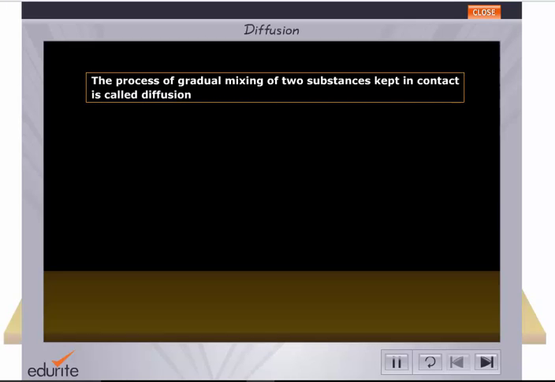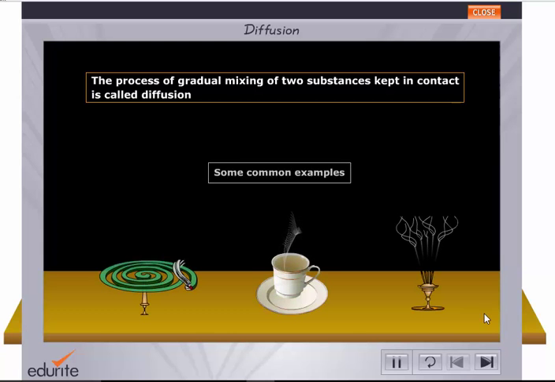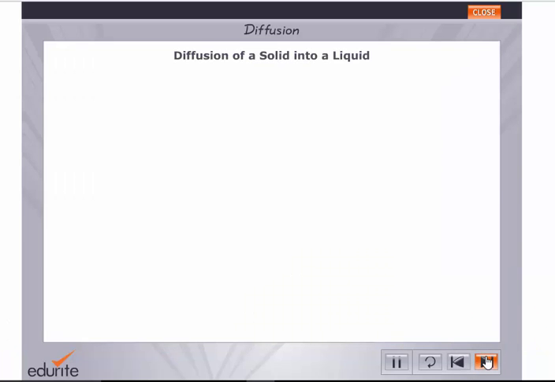The process of gradual mixing of two substances kept in contact is called diffusion. Whenever diffusion takes place, molecules of one substance penetrate through the spaces between the molecules of the other.